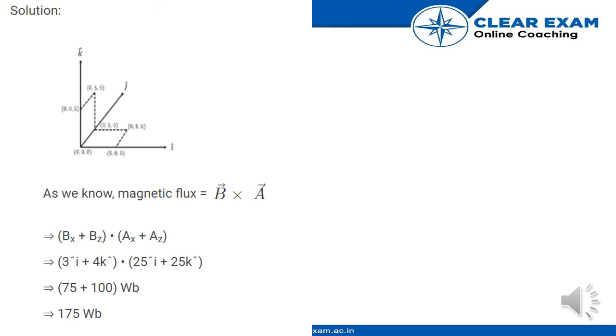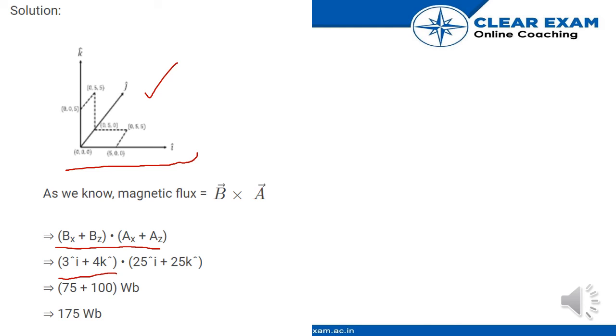Now its solution. The magnetic flux is B dot A. We know that already. And here is its diagram, which is given in the question. For B: Bx + Bz dot Ax + Az.